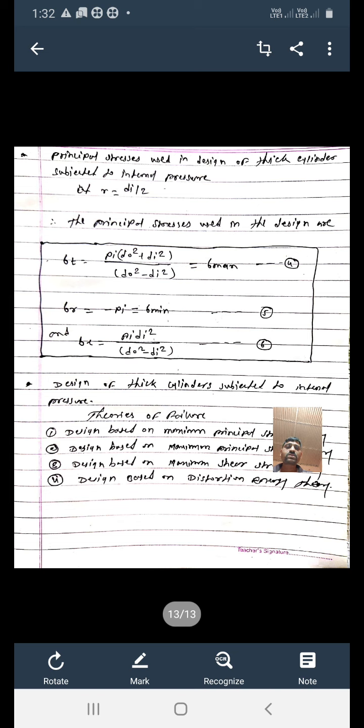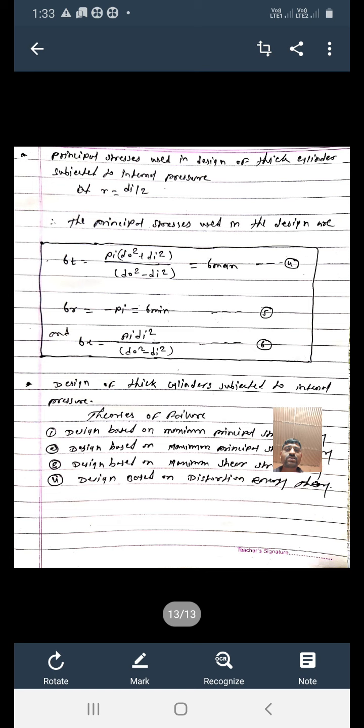Therefore the principal stresses used in the design are sigma t is equal to pi into do square plus di square divided by do square minus di square. It is also called the maximum principal stress. And sigma r is equal to minus pi. This is also called the minimum principal stress. And next is sigma L is equal to pi di square divided by do square minus di square. This is equation number 6.